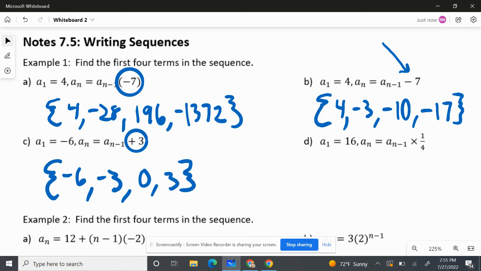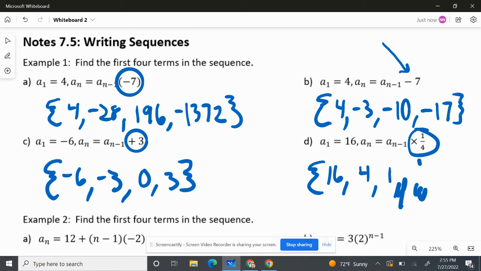And then for letter D, notice that I'm multiplying by 1/4. So I start off with 16, and then 1/4 of 16, or basically dividing it by 4, would be 4. Dividing it by 4 again would be 1, and dividing it by 4 again would be 1/4.